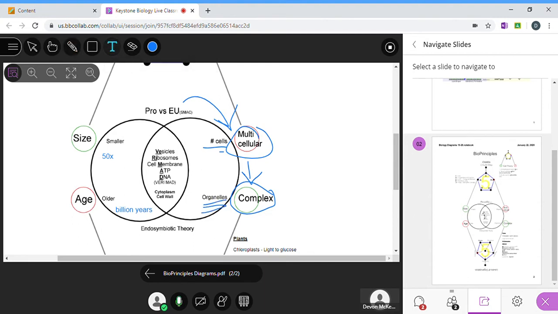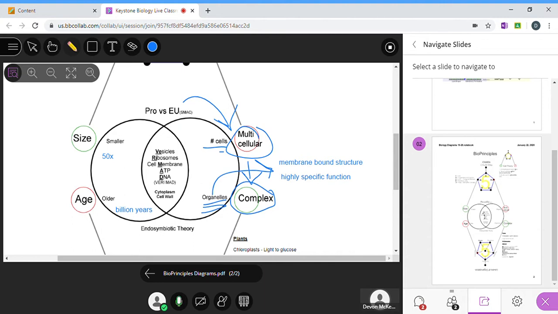And what are organelles but membrane-bound structures with highly specific function. So what are organelles? They're membrane-bound structures with a highly specific function. Eukaryotes have organelles, prokaryotes do not.